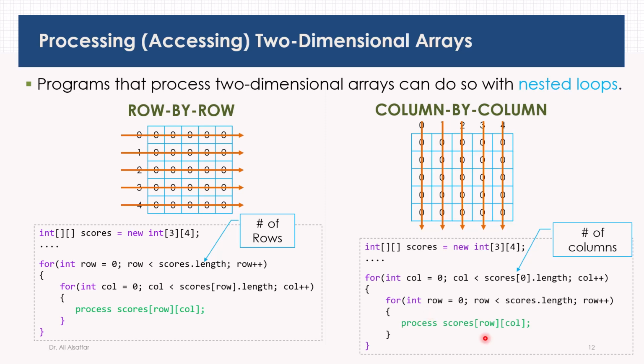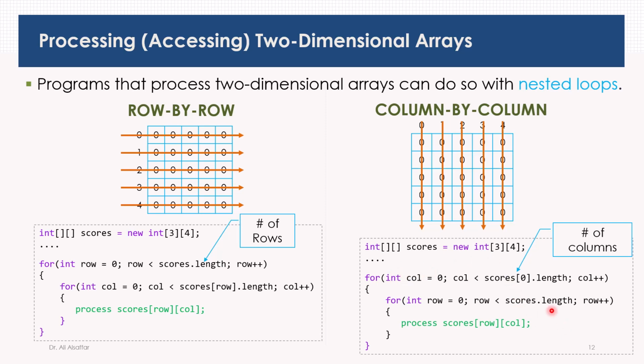Now notice which loop is responsible for counting number of rows. It is the inner loop. So what is the variable name? It is called row. So use this row for the first dimension. And which loop is responsible for counting number of columns? It is the outer loop. What is the name of the variable? It is called column. Use it as the second dimension.